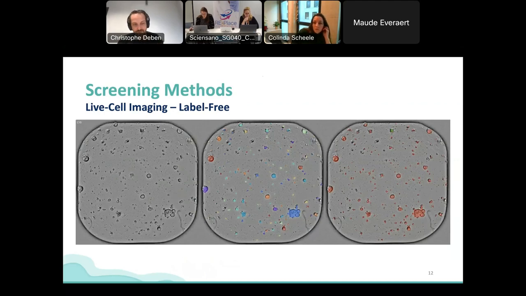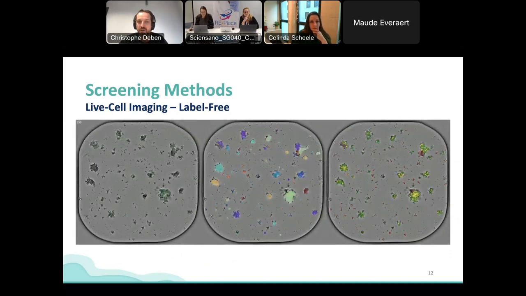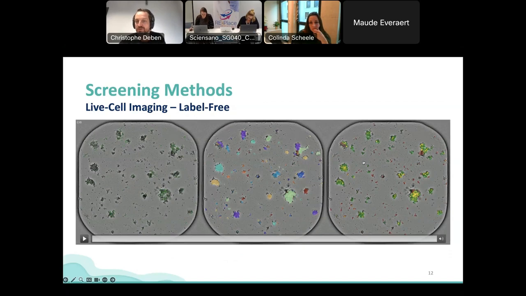So we're also continuously improving our software. So besides label-free detection of viable organoids, we now also included label-free detection of dead organoids, which in our hands really enhances the downstream analysis of the data.